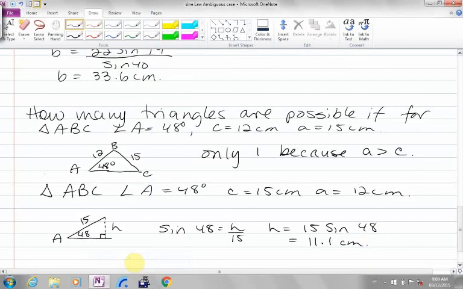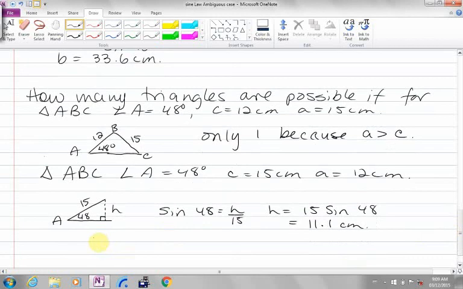All right, so we calculate the height, which would be the shortest length that we could allow A to have, and we find that the height is 11.1 centimeters. So since A is longer than the height, but shorter than the other given side, we can make two triangles, right? So we could draw our triangle this way or this way, with that height in the middle. There's our A, there's our 48 degrees, there's our 15, and that length is 12. So two triangles are possible.